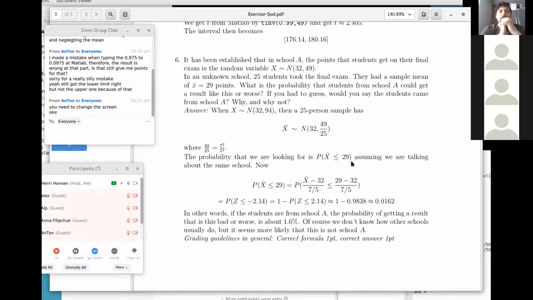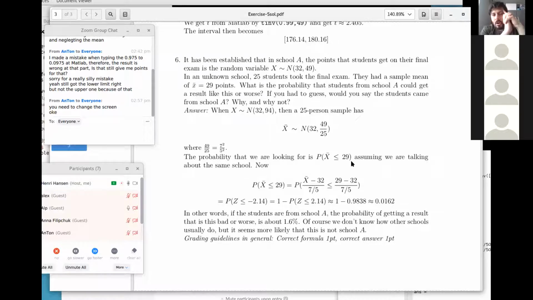25 students, we don't know which school this is from. We have 25 students who took the final exam and they had a sample mean of 29 points. So we're asking what is the probability that students from school A could get a result like this or worse? If you had to guess, would you say that the students came from school A, and why not? And I would really like for us to discuss this a little bit.